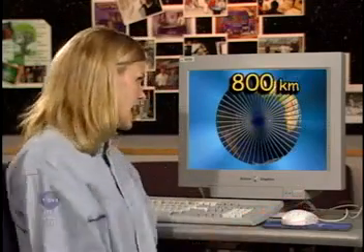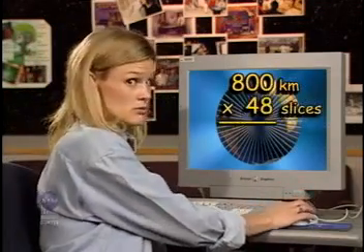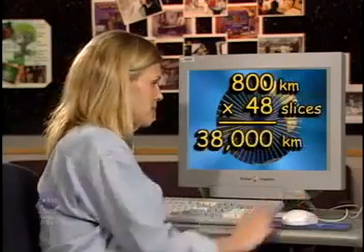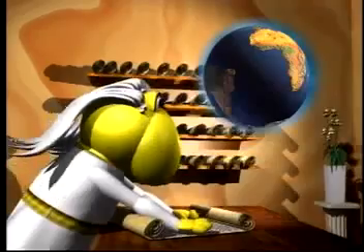Are you still with me? Okay, hang tight, we're almost there. Now, if you remembered that the estimated distance between Alexandria and Syene is 800 kilometers, and you multiply that distance by the number of slices in the Earth, 48, what is the circumference of the Earth? Well, if you estimated that distance to be 38,000 kilometers, you're absolutely right.